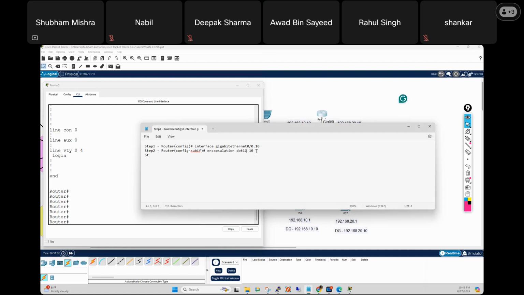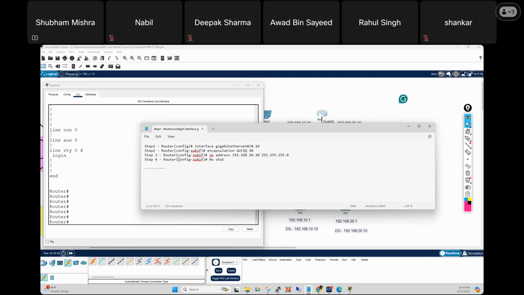In step number 3, what you need to do? You need to configure the IP address. So what is the IP address? 192.168.10.10. This is the IP address. And then the subnet mask. I already defined the subnet mask. Then, guys, no shut. Clear? I will share this configuration with you. Clear, everyone?